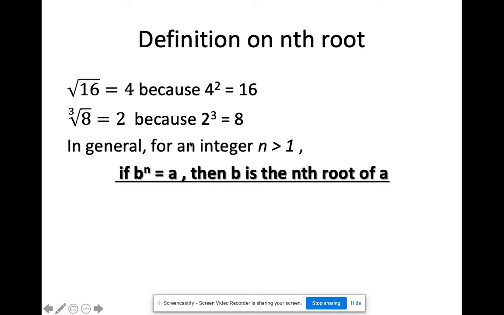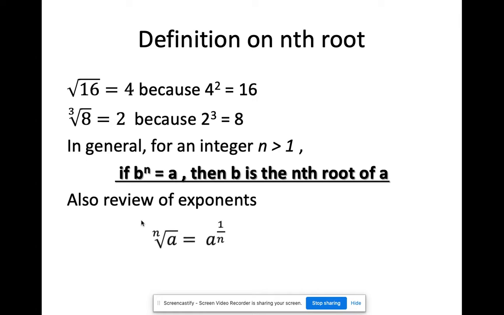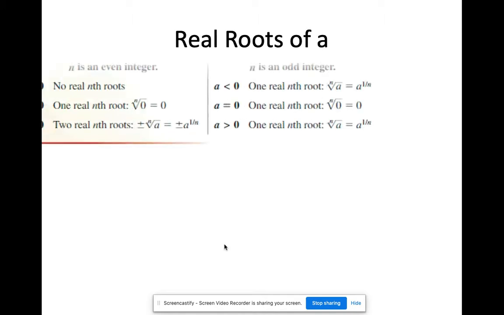So look into this equation. Also, a review of the exponents tells you that you can convert a radical sign to an exponential form. That is, the nth root of a is simply equal to a raised to the 1 over n. So take note of these definitions.